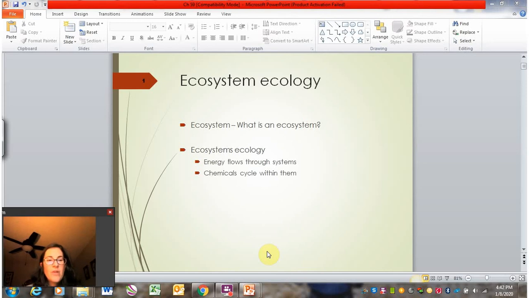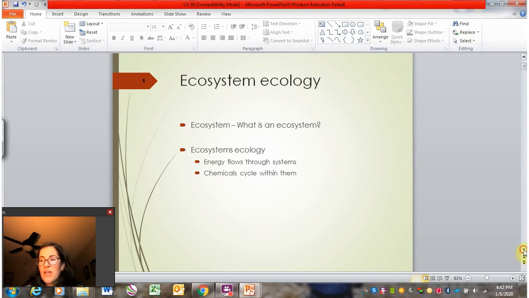Ecosystems take into account not just the living things in an environment, but also the non-living features of an environment. And so ecosystem ecology seeks to understand those non-living components of the environment and how they affect living things. There are two aspects of that we'll focus on: energy and how energy flows through systems, and chemicals and how chemicals cycle within systems.